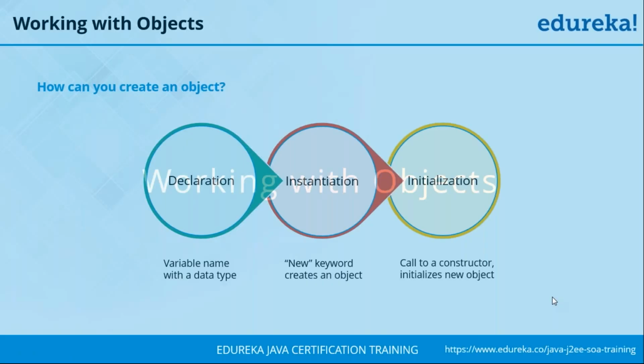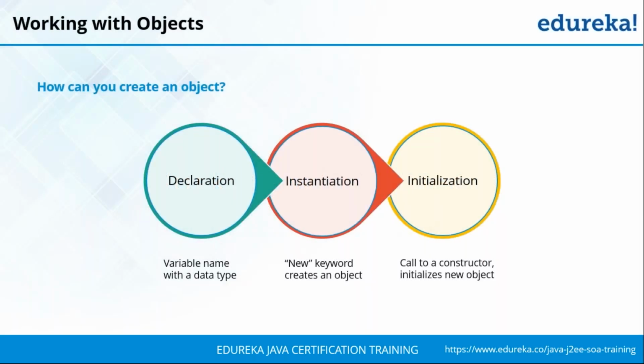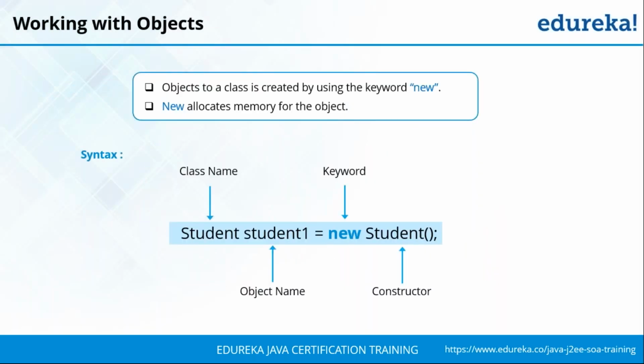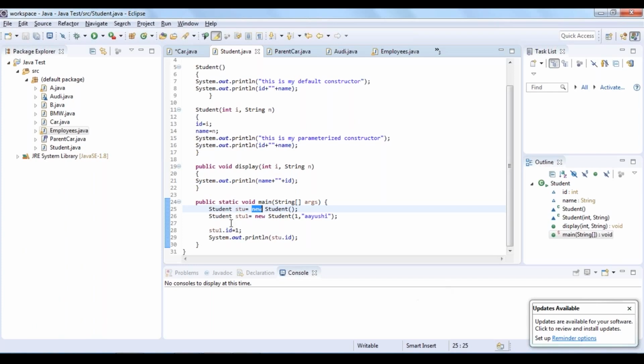So now let's begin working with objects. There are basically three stages for creating an object: declaration, instantiation, and initialization. This is the syntax of how you can create a new object, using the new keyword. You've already seen this, so let me go back and explain what each part of the syntax is for. This is my class name, Student, followed by the object name. Then there is the new keyword, which allocates the memory for the object. The new keyword is followed by a call to a constructor. If you're not going to specify any value for that object, you can call a default constructor. In my case, I have not passed any parameters, so I know it becomes my default constructor.